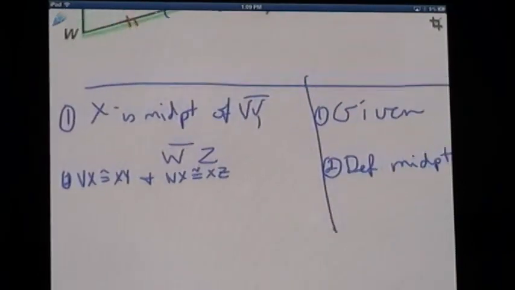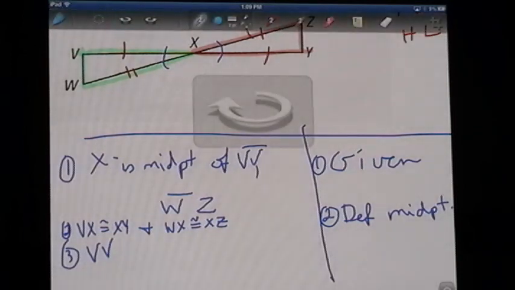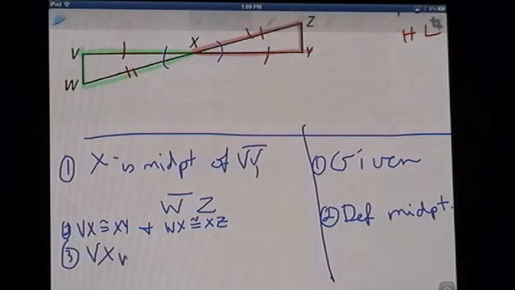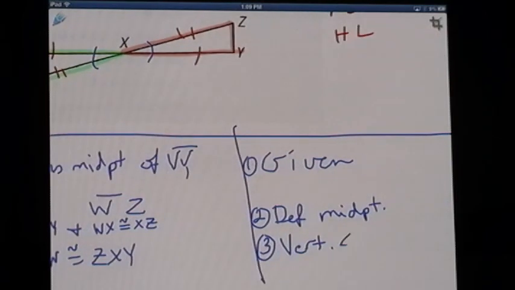All right, now, we know these are vertical angles, but we have to say it. Number 3, we can't say angle X because there are several angles there at X. Angle VXW is congruent to angle ZXY, and that is vertical angles are congruent, or the vertical angles congruency theorem.